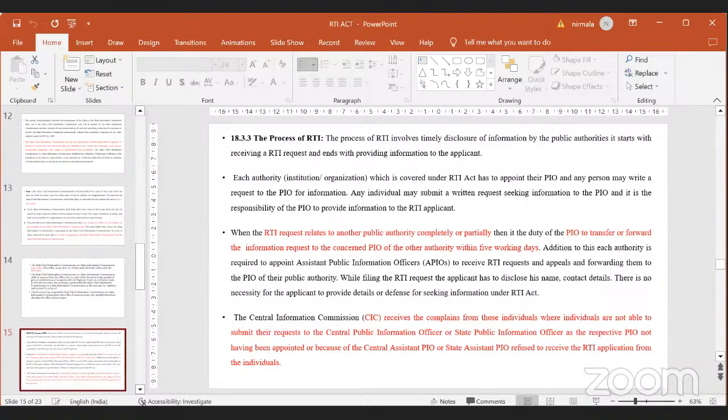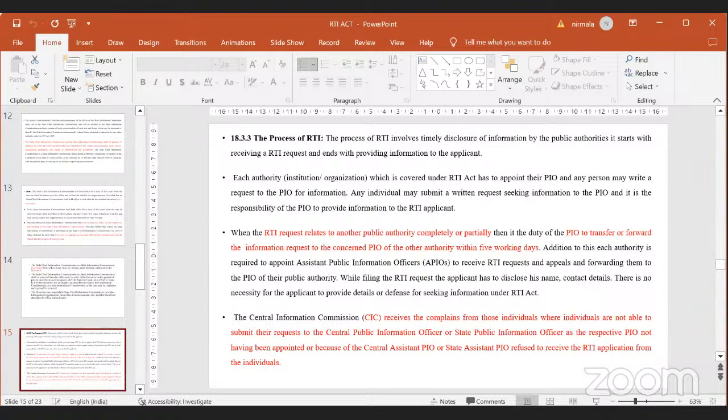While filing the RTI request, the applicant has to disclose his name, contact details, etc. It is not necessary for an applicant to provide reasons for seeking information under the Right to Information Act. But later on, the Whistleblowers Protection Act also came into existence, where there is no need for providing your details or contact details to seek information from the concerned PIOs under the provisions of the Right to Information Act.